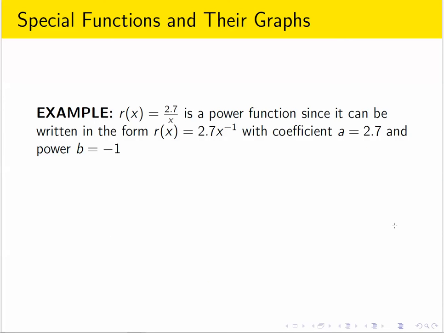Now here's something that's also a power function. 2.7 divided by x. That also looks like the wrong form. But remember that a reciprocal can be represented as a negative exponent. So 2.7 over x is the same thing as 2.7 times x to the negative 1. And we can see it's got the right form with a coefficient of 2.7 and a power of negative 1. This is also a power function.